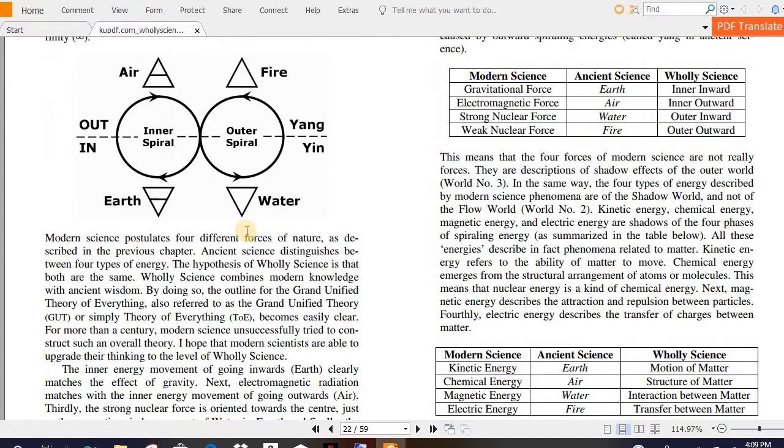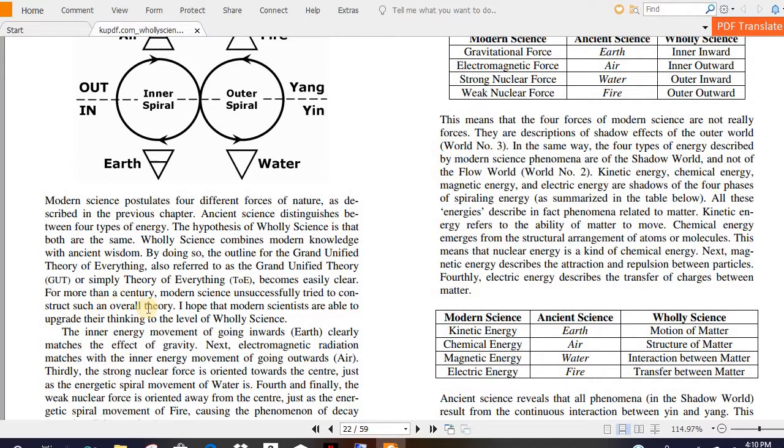Okay? Modern science postulates four different forces of nature. As described in the previous chapter, ancient science distinguishes between four types of energy. The hypothesis of holy science is that both are the same. Holy science combines modern knowledge with ancient wisdom. By doing so, the outline for the grand unified theory of everything, also referred to as the grand unified theory, GUT, or simply theory of everything, TOE, becomes easily clear.